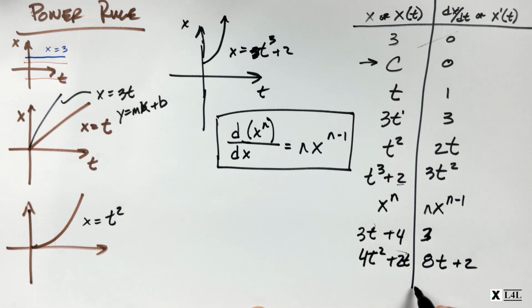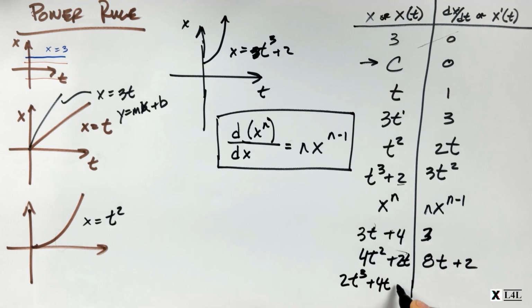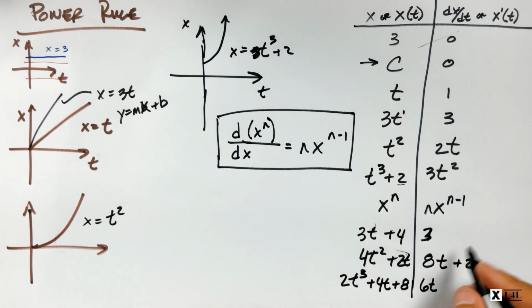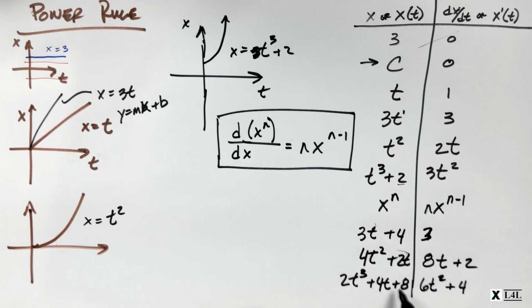All right, one more here. Let's try 2t cubed plus 4t plus 8. The 3 comes down, becomes 6t. 3 minus 1 is 2, so 6t squared plus 4, and the constant 8 becomes 0. This is my velocity function.